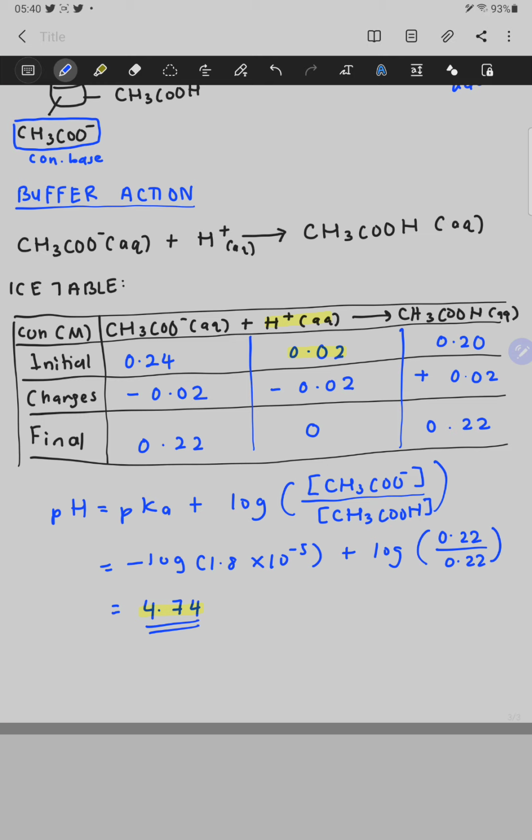Right? Okay, so after this, the next video teacher akan tunjukkan example bila kita add strong acid and strong base, volume buffer itu berubah. So it will be a different type of calculation akan involve. Okay, thank you class.